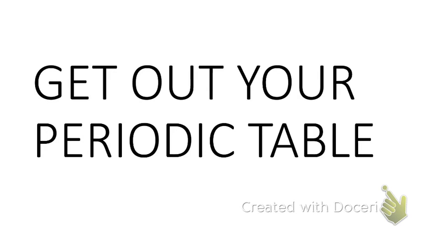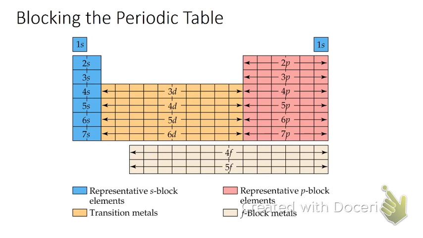At this point, you need to get out your periodic table, flip to the front of your notebook, and have it ready to label. So on your periodic table, you need to label a few things. First, group 1 and 2 is our s block. That's where the s orbital gets filled with electrons.